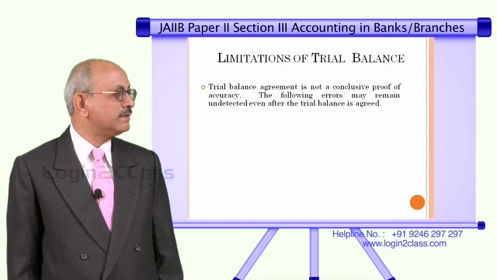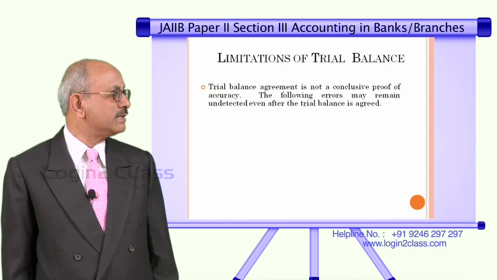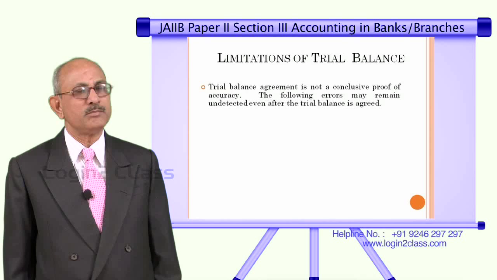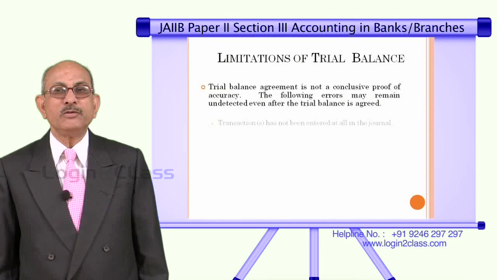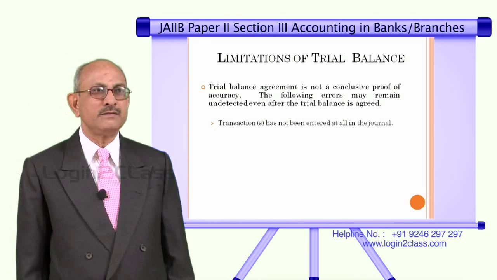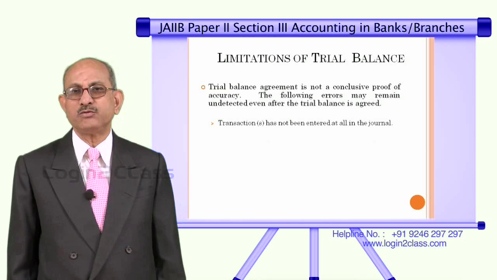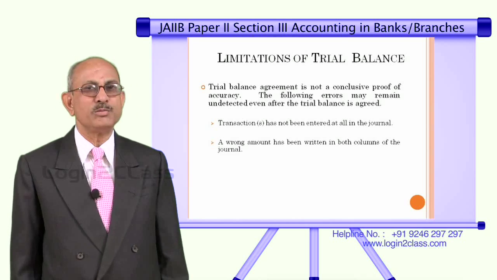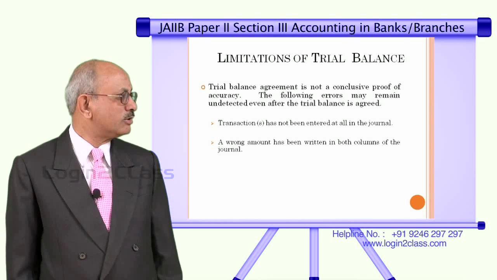Trial balance balancing is not a conclusive proof of accuracy, because what might happen is some of the errors may go undetected even after the trial balance is balanced. How can it happen? If you make the same mistake on both sides of a journal entry. That means instead of putting it as 400 rupees, if you put both debit and credit as 4000 rupees, still the trial balance will tally, isn't it? So this kind of mistakes cannot be taken care of.